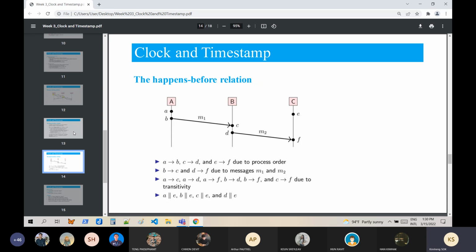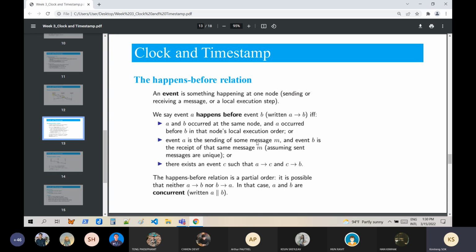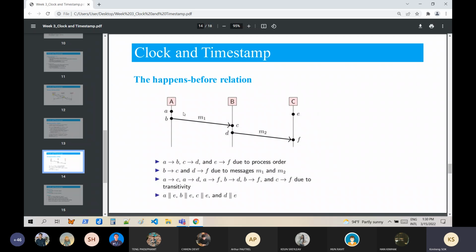Okay. Event A is sending some message M, and event B is receiving of the message M. So assuming that the sent messages are unique. For example, in the case of two computers, now we don't talk about one computer, we talk about two computers. One is sending a message and another one is receiving the message.